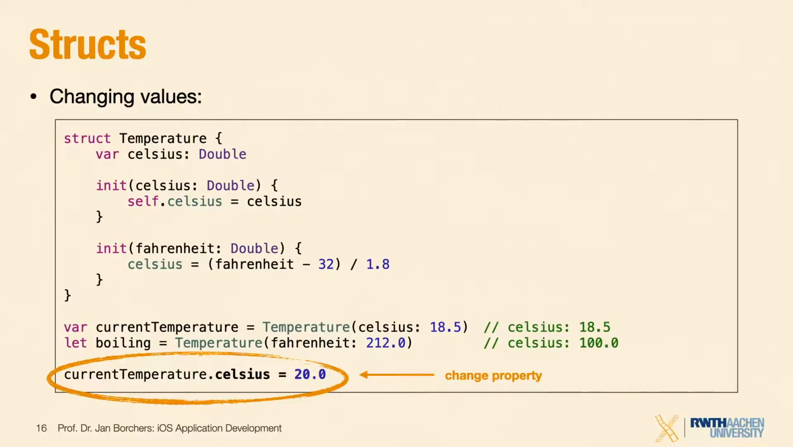Now, changing values in structs. First of all, you can do this by changing the property directly, of course. So here's the same example. We've created these two, and now we add something. We say current temperature is a var, so I can change its values after I created it. It's fine. I just say current temperature dot Celsius, which gives me access to that property, set that to 20.0, and that works. But if you try to do that with the boiling temperature, it wouldn't work, because that would be a let constant.